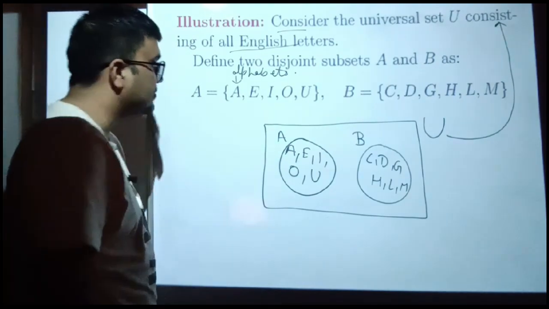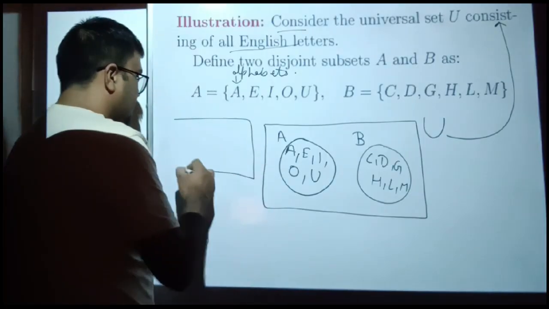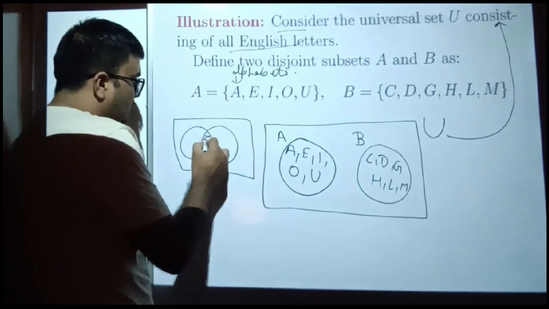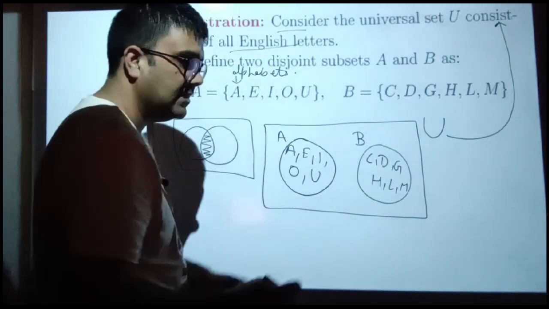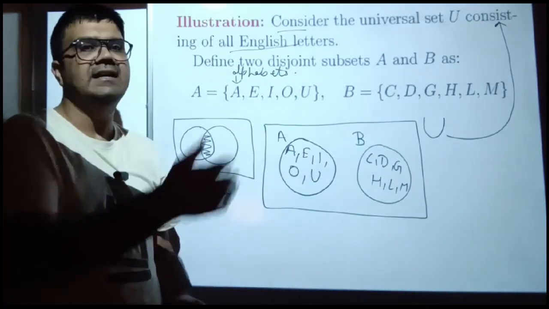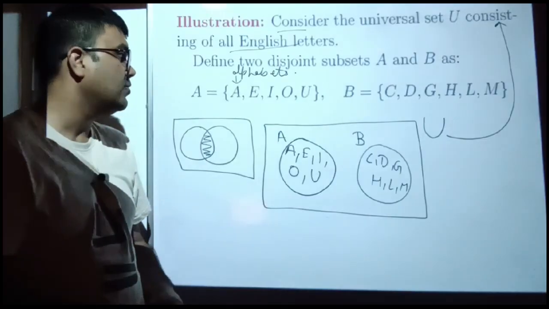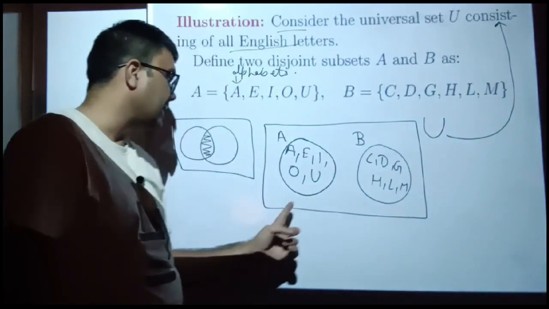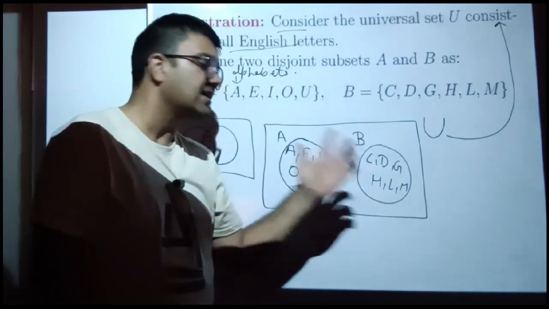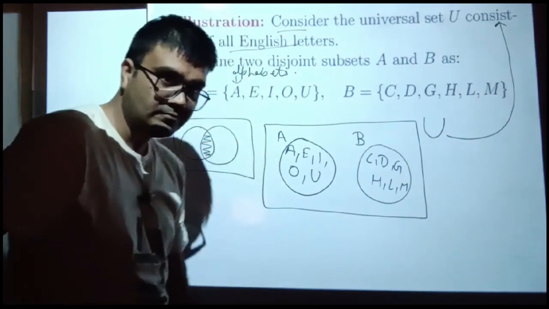And if I am talking about circles like this, the common region will represent the elements common between them. We will see these terms in our next slides. Right now, it is sufficient for you to know that this rectangle that we are drawing represents the universal set, and these circles that we have drawn represent the sets.